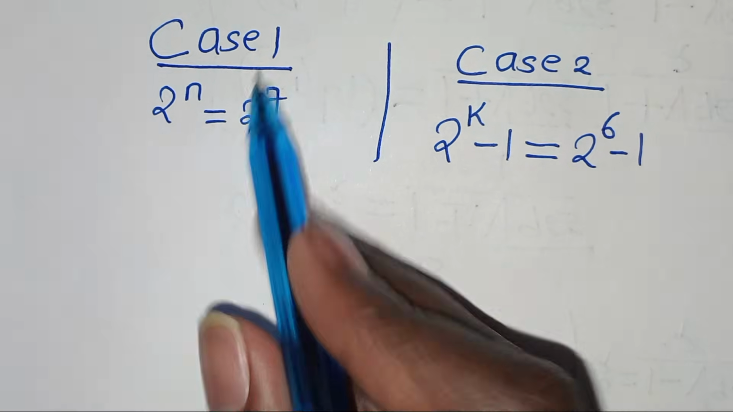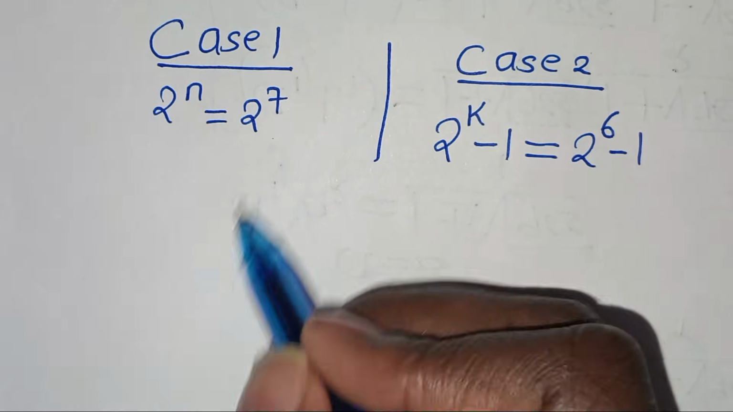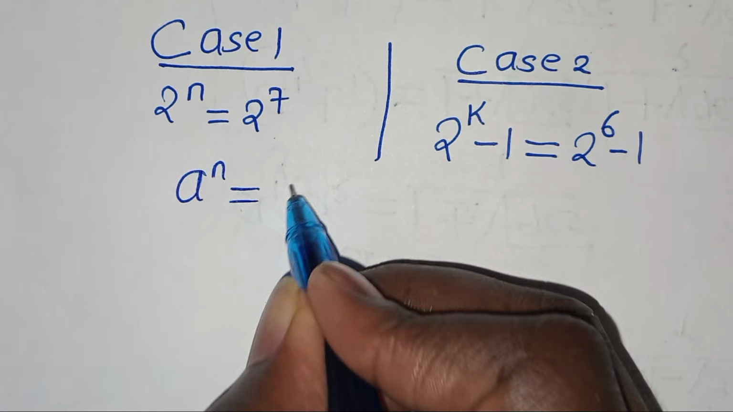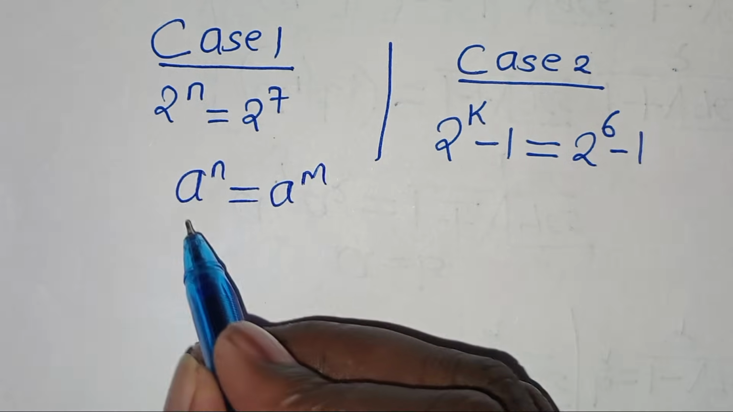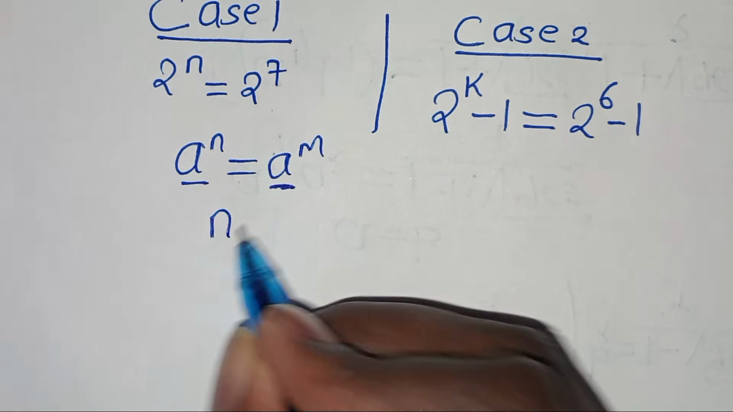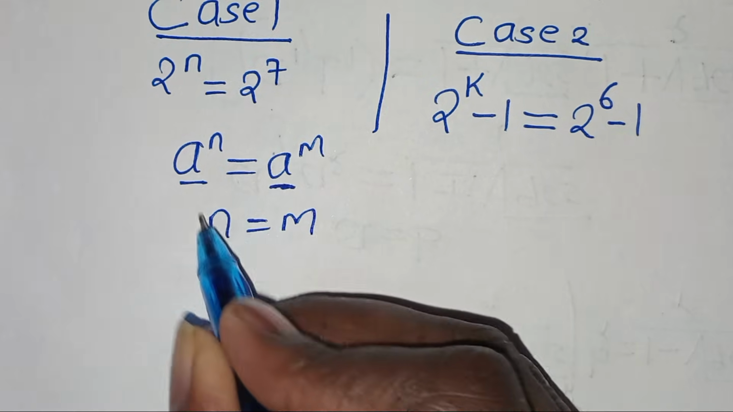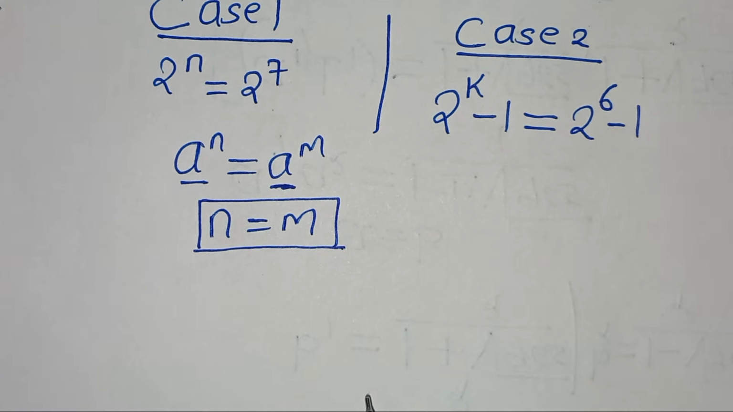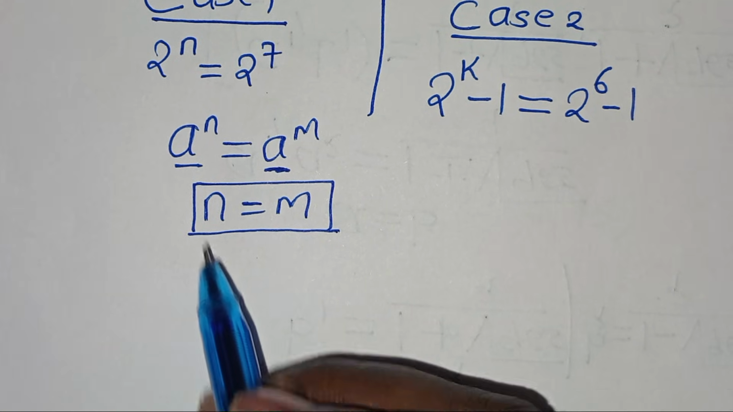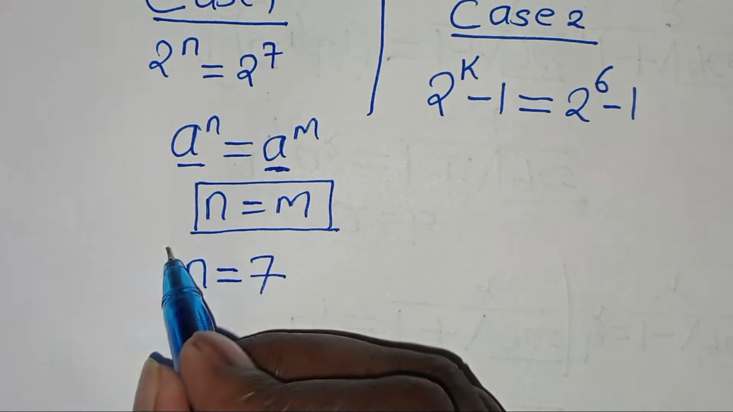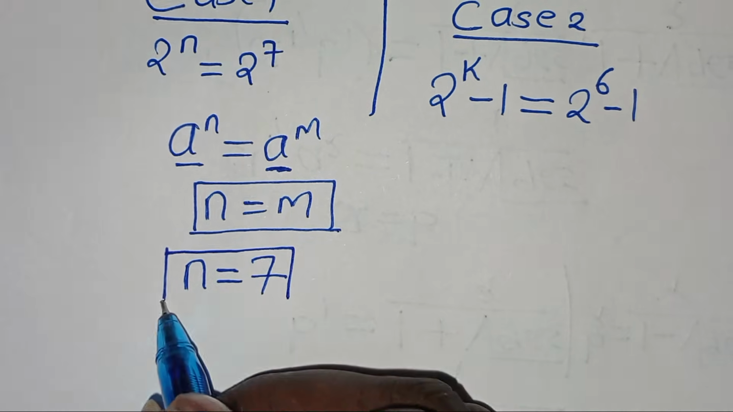Now in case 1 here, 2 to the power of n is equal to 2 to the power of 7. We have that a to the power of n is equal to a to the power of m. Since the bases are common here, then exponent n should be equal to m. Applying this property, then here we have n is equal to 7.